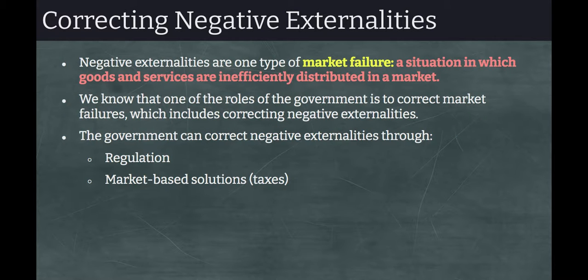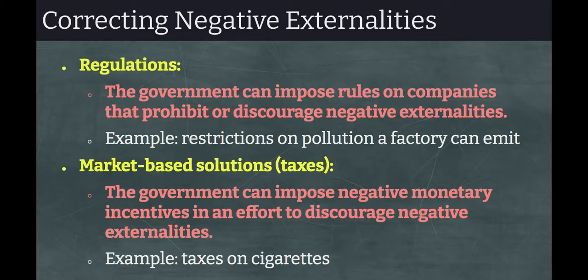All right, so as we mentioned, one of the roles of government is to correct negative externalities. So negative externalities are a kind of market failure, which is a situation in which goods and services are inefficiently distributed in a market. So make sure that you've written down market failure as your term and those words in pink as your definition. So the government has two strategies through which it can correct negative externalities. So the first one is regulations, and then the second one is what's called market-based solutions, and the biggest example of that is taxes.